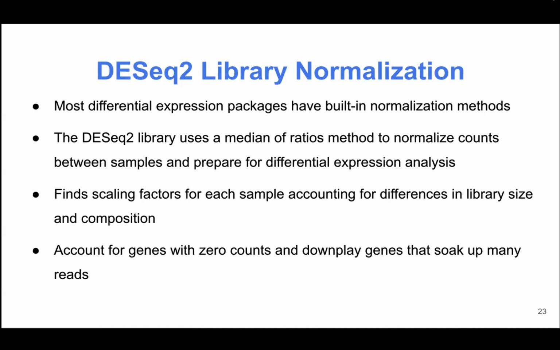So if we're just accounting for library normalization, those reads will kind of get soaked up by other genes. So what we want to do when we're making these scaling factors is account for, again, our genes with 0 counts, as we see this library composition, and downplay those genes that soak up the additional reads.